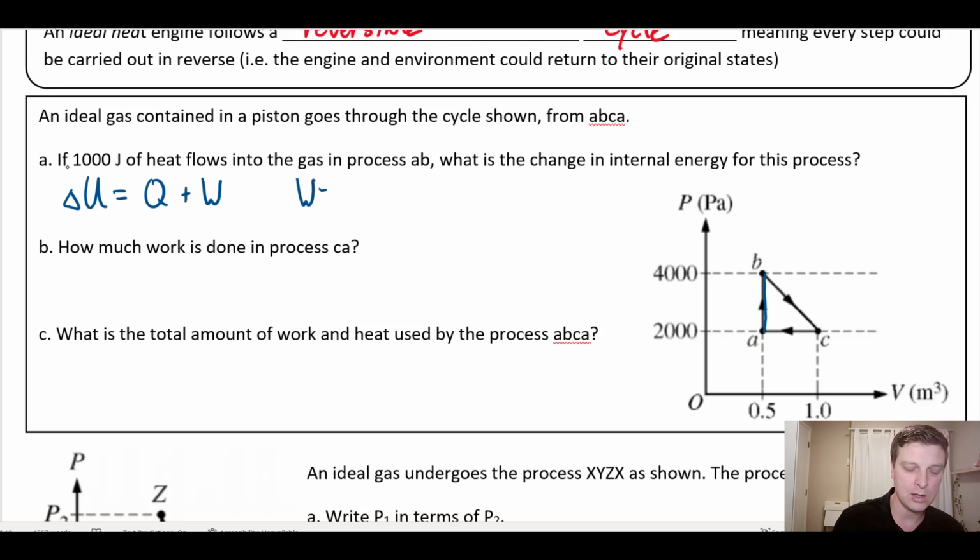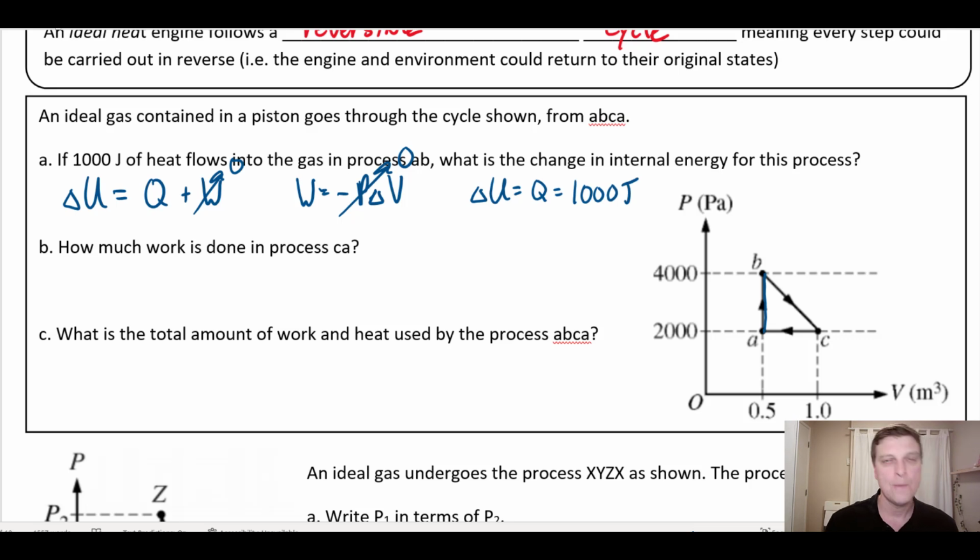Remember that work is negative P delta V. We define it as negative P delta V because we talk about work being done on the gas. So if the gas expands, then work is done by the gas, and if the gas contracts, then work is done on the gas. But there is no change in volume, and therefore no work is being done. So the change in internal energy is just equal to the heat, which we were told equals 1,000 joules. So 1,000 joules flows in, increases the temperature and the pressure, but doesn't do any work in the process.